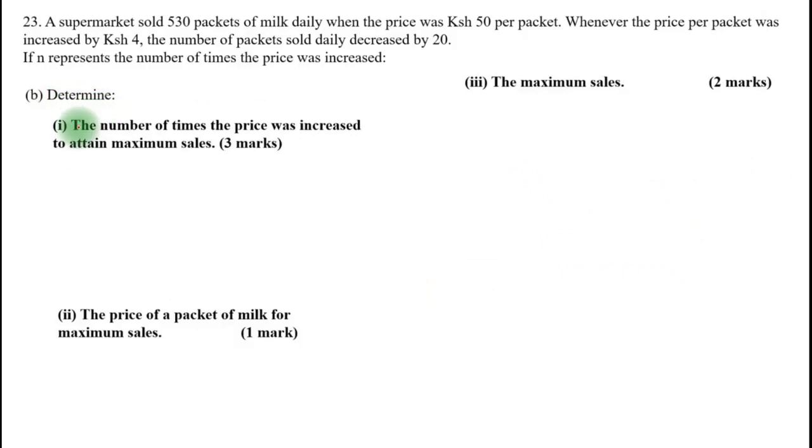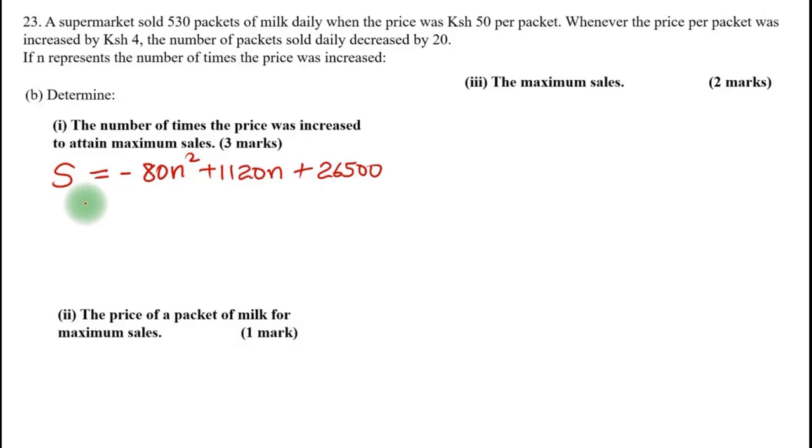Part B of the question: determine the number of times the price was increased to attain maximum sales. We have seen that the total sales is given as minus 80n squared plus 1,120n plus 26,500. To attain maximum sales, the derivative of total sales with respect to n must be equal to 0.